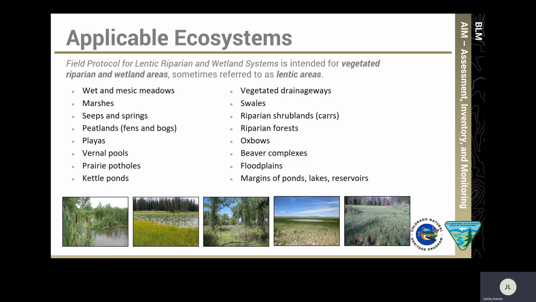Although not specifically developed for shallow marine or estuarine areas, the methods could be applied in those environments with some testing. There are three critical concepts included in the definition of applicable ecosystems: riparian areas, wetlands, and lentic areas. Those will be explored further in a separate presentation.